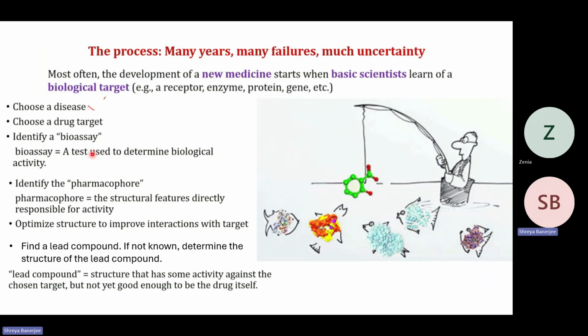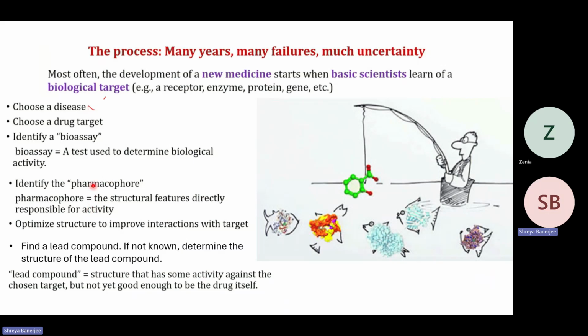Since we need to screen a lot of drugs before we find the correct drug, we need a test to determine how each drug is working, the biological activity of each drug. That is what we call the bioassay. Then the pharmacophore is identified. Pharmacophore is basically the structural features directly responsible for the drug activity.